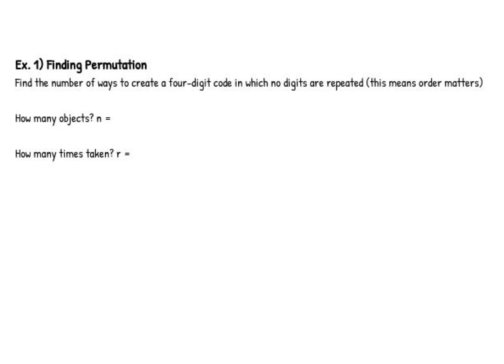Find the number of ways to create a 4-digit code in which no digits are repeated. This means that the order matters. So the order matters tells us it's a permutation. How many objects are there? We're dealing with digits, so we know that there are 10 digits. And then it's a 4-digit code, so the number of digits taken is 4. So our permutation is 10 choose 4.